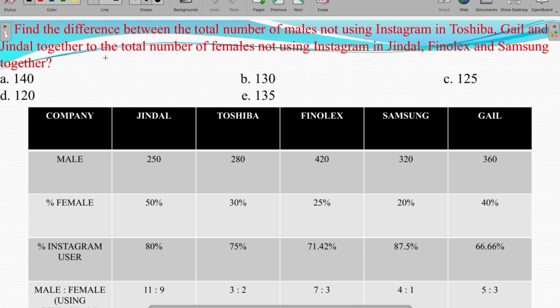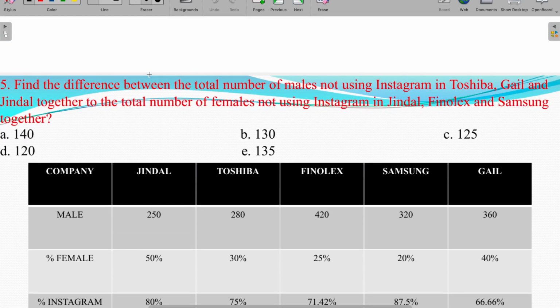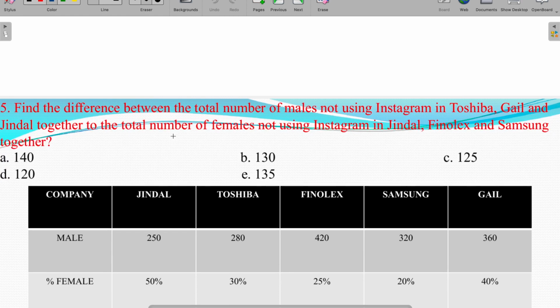Next, find the difference between the total number of males not using Instagram in Toshiba, Gale and Jindal together to the total number of females not using Instagram in Jindal, Phonolex and Samsung. This is an easy question. We need to find out the difference. We know not using Instagram: Toshiba, Gale and Jindal males. I will write it here.